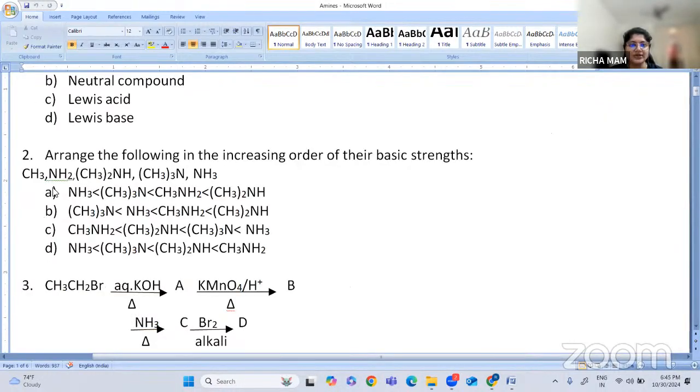Let us go for the next one. Arrange the following in the increasing order of their basic strength.